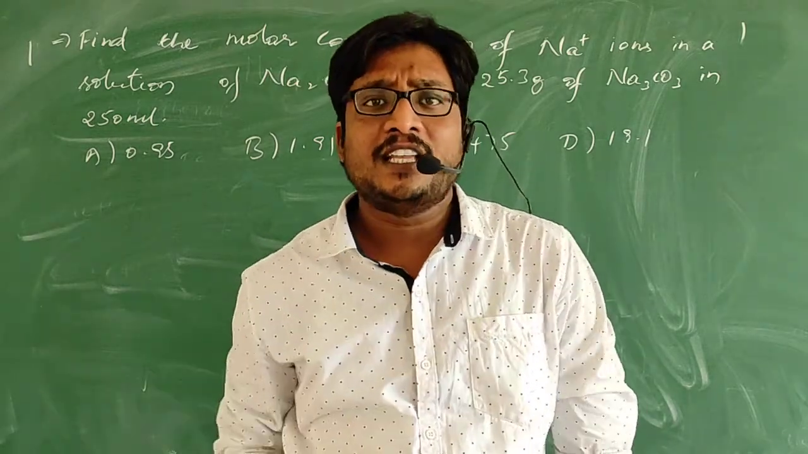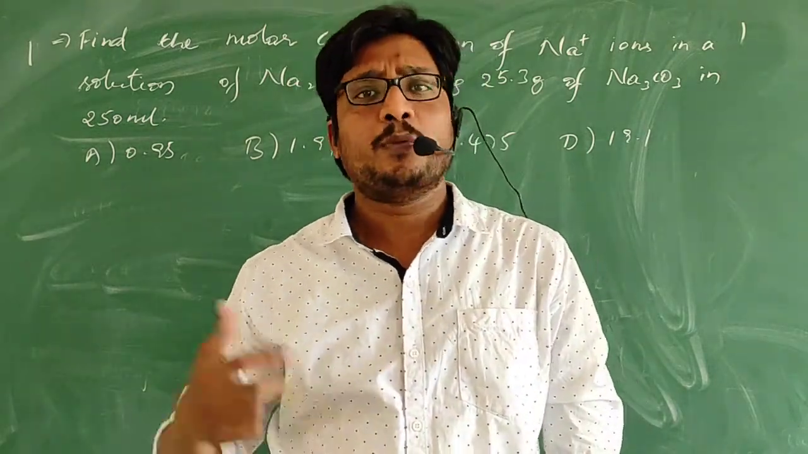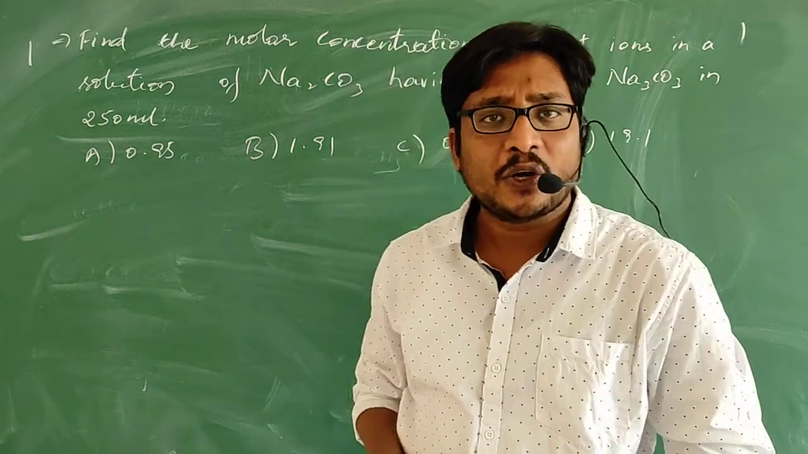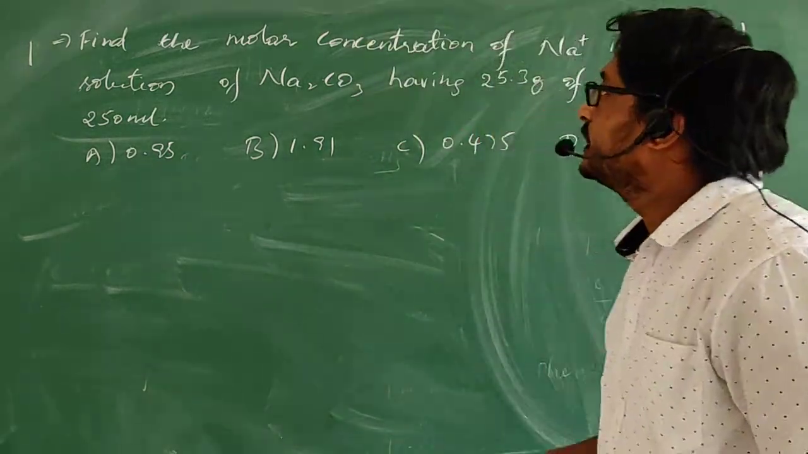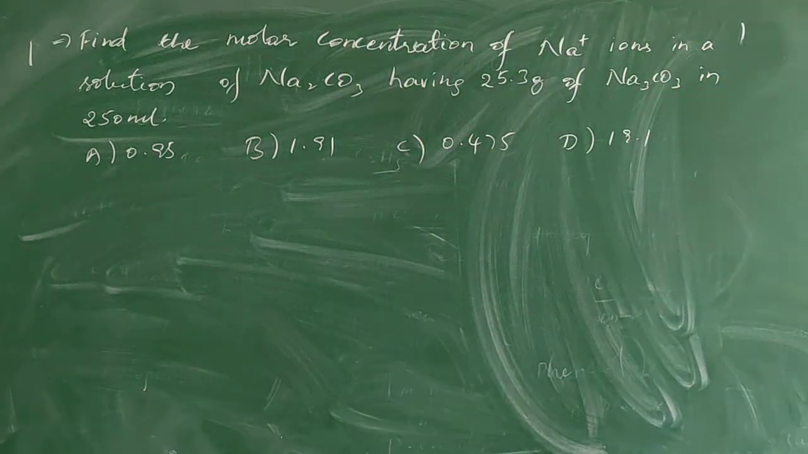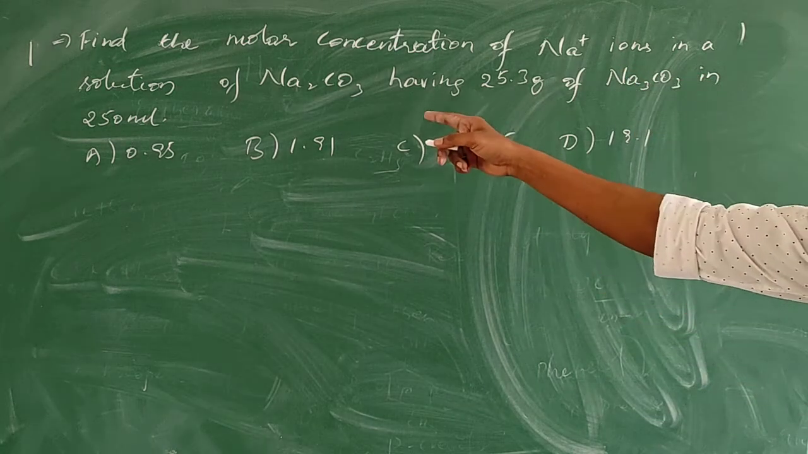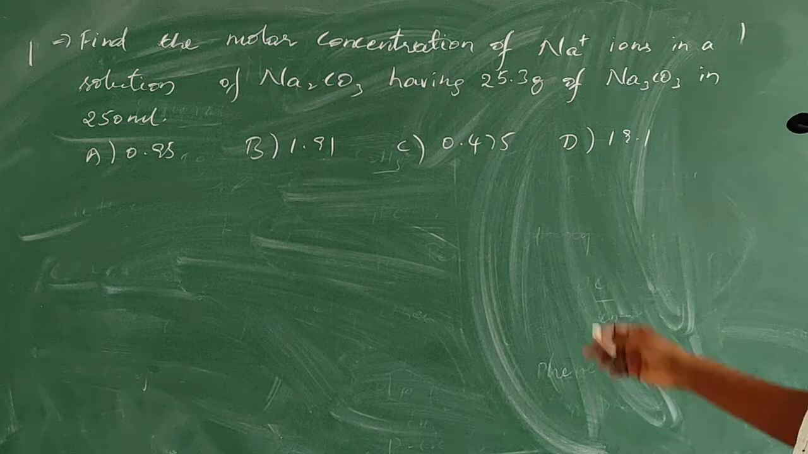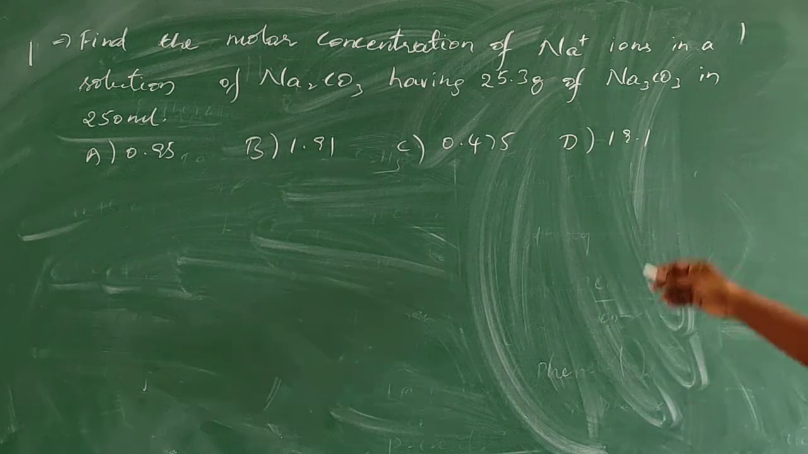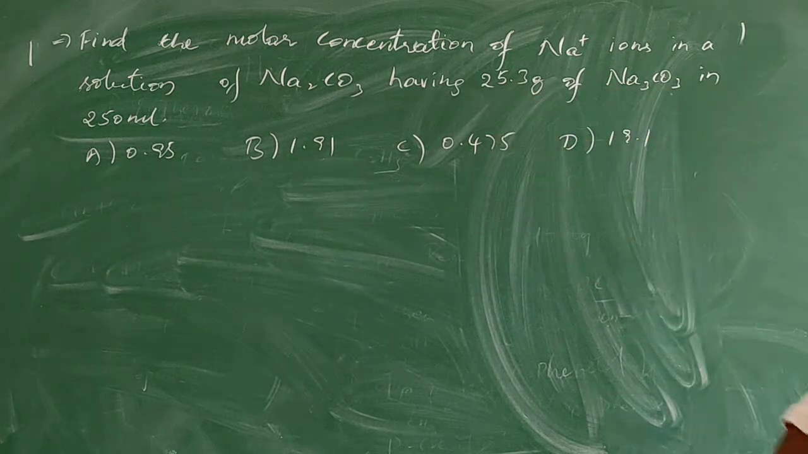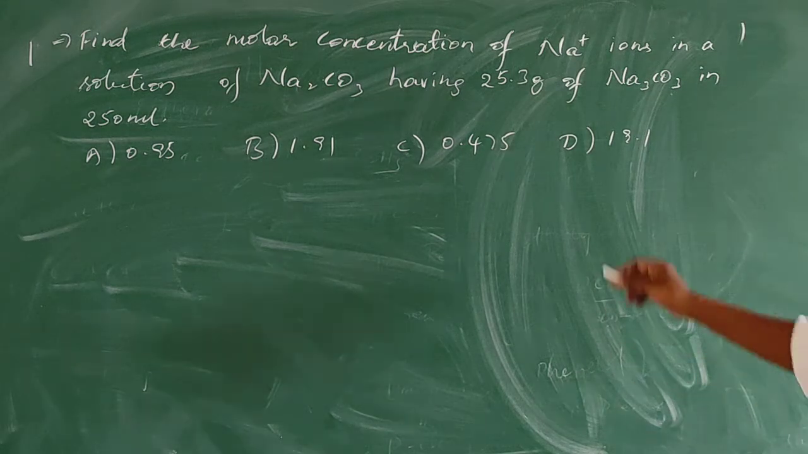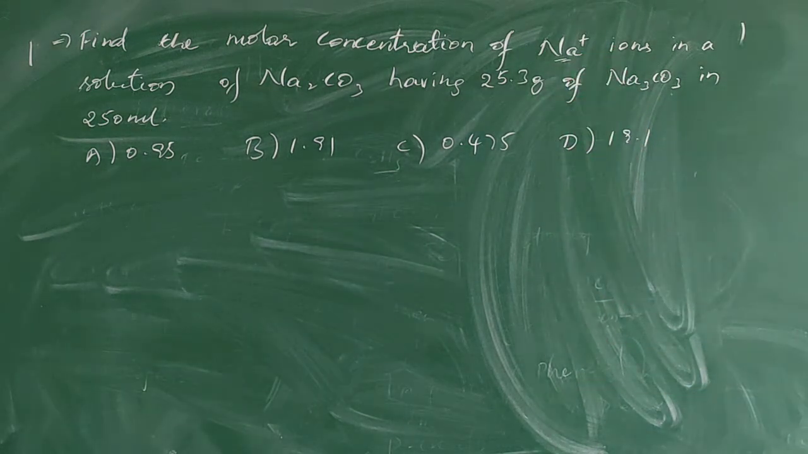Today, let us see the remaining previous year questions on basic concepts of chemistry. Okay, let's do. See the question. Find the molar concentration of Na plus ions in a solution of sodium carbonate having 25.3 grams of sodium carbonate in 250 ml. So, in this question, he is asking us to find the concentration of Na plus.